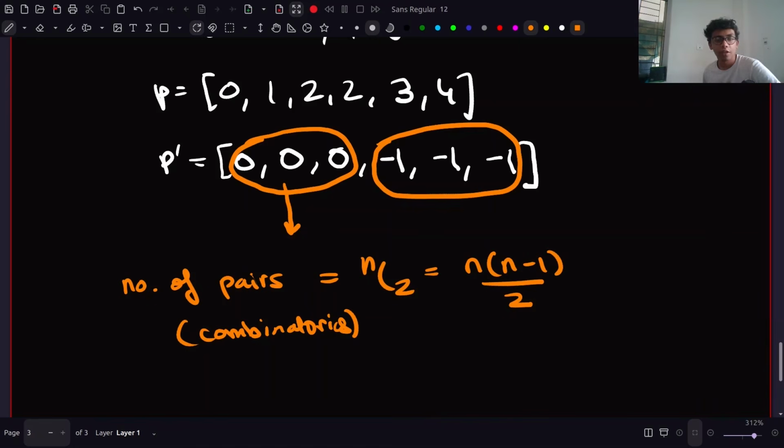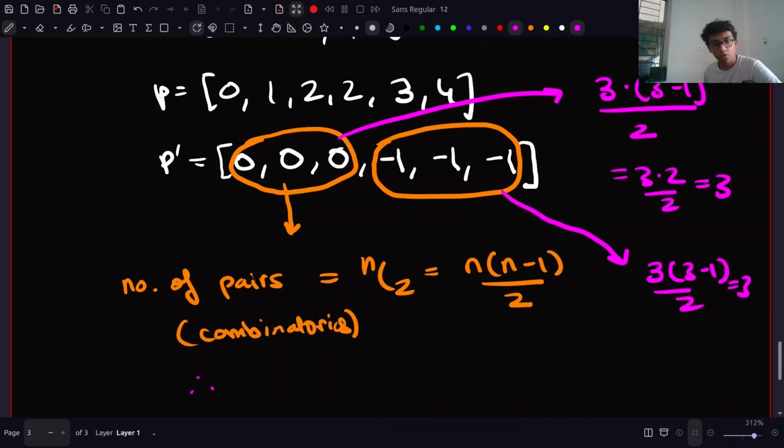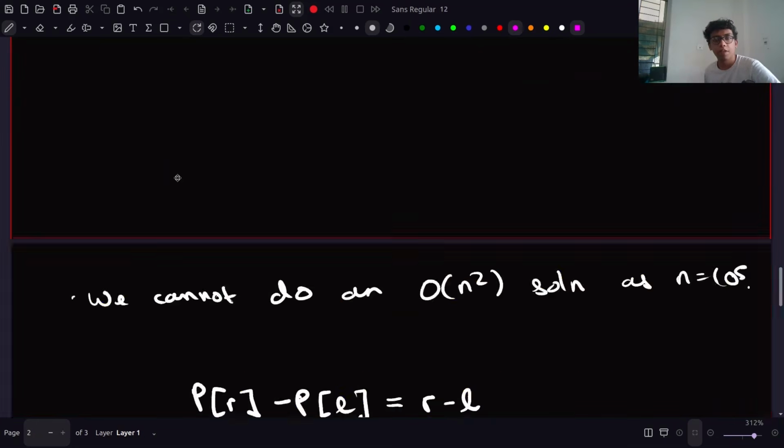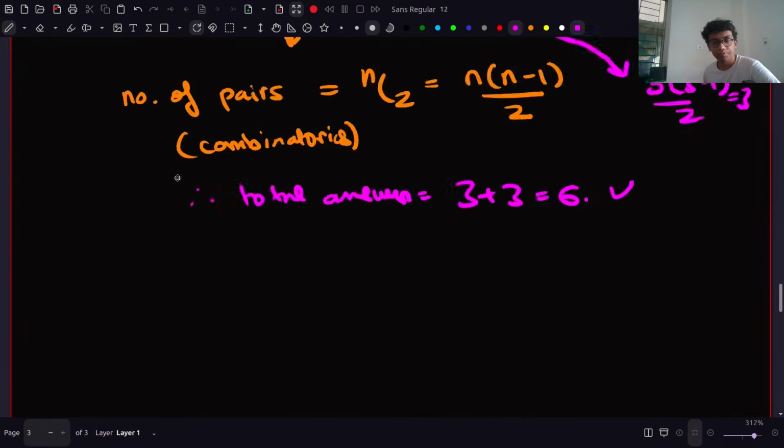So for each different value of P of I minus I, we need to see how many pairs we can form. So for this, there are 3 values, so n will be 3. It will be 3 times 3 minus 1 divided by 2, which equals 3 times 2 by 2, which equals 3, right? Similarly, how many pairs can we form this way? We can form again 3 times 3 minus 1 by 2, or 3 pairs. So the total answer will be the sum of these. 3 plus 3 equals 6, right? The answer will be 6. And this matches with the answer we saw earlier. Manually we calculated that the answer for this test case is 6, right?